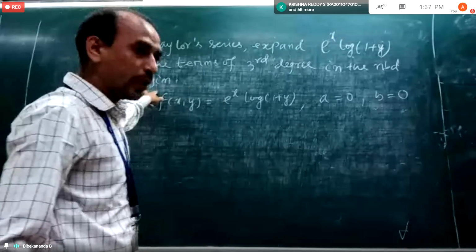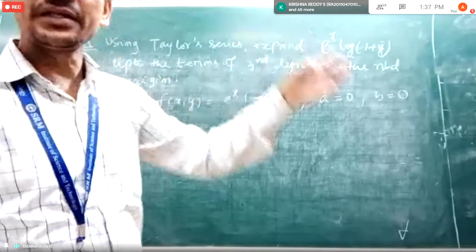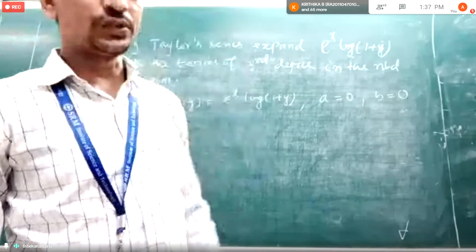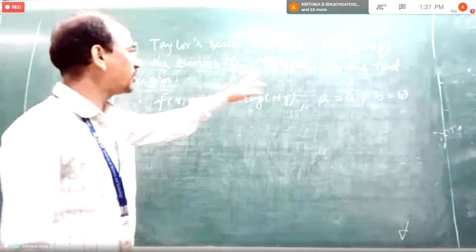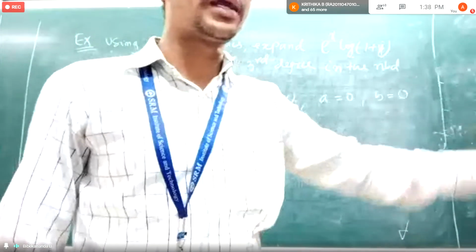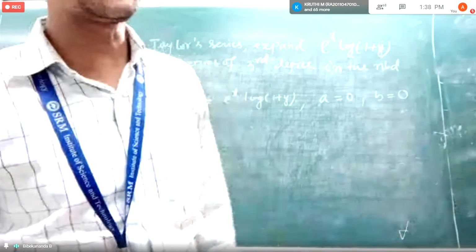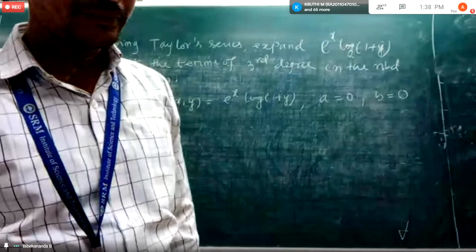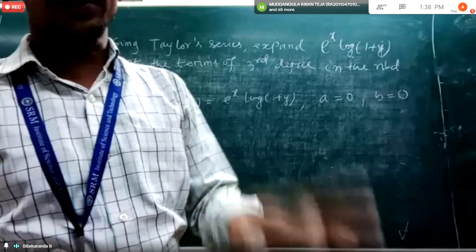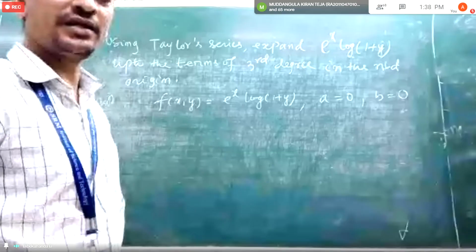Reference point is origin, and origin we represent as (0, 0). So a equals 0, b equals 0, and about that point we are going to find the Taylor series. Then actually which series are we going to find? The Maclaurin series. We are going to find the Maclaurin series.